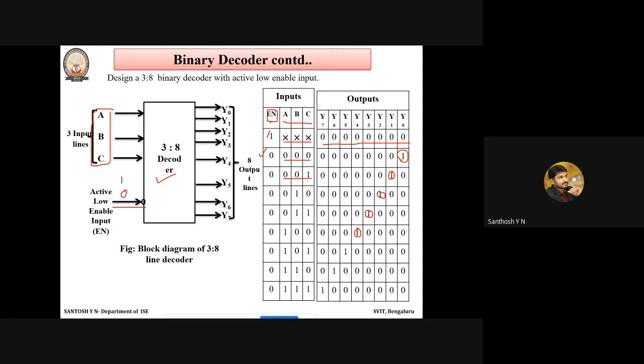One of the easiest methods to remember this: 101, what is the equivalent decimal number? It is 5. So you have to highlight only y5. And 110, the equivalent decimal number is 6, so just highlight y6. Here just highlight y7. Now, after writing the truth table, whatever concepts we discussed with respect to the 2 to 4 decoder, similarly we shall also discuss for the 3 to 8 decoder.